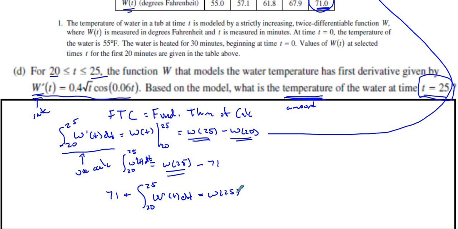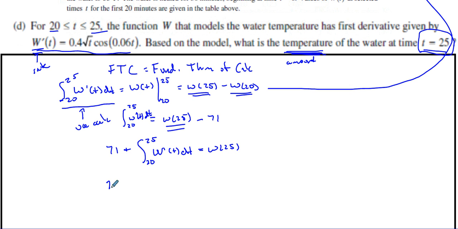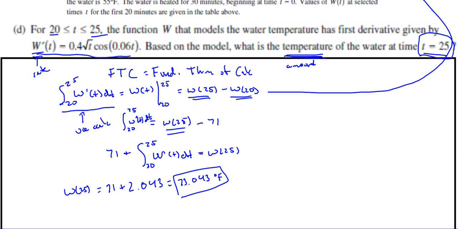Make sure you put x as your variable of integration, even though it's t, but you can just use x. That's fine. And make sure you're going from 20 to 25 for your limits. And what you get then, at least this is what I got, maybe you got the same thing, is that you're going to have 71 plus 2.043, and you add that together, and what you have for your final answer, which is then going to equal W of 25, the temperature at 25, is going to be 73.043 degrees Fahrenheit. Boom.